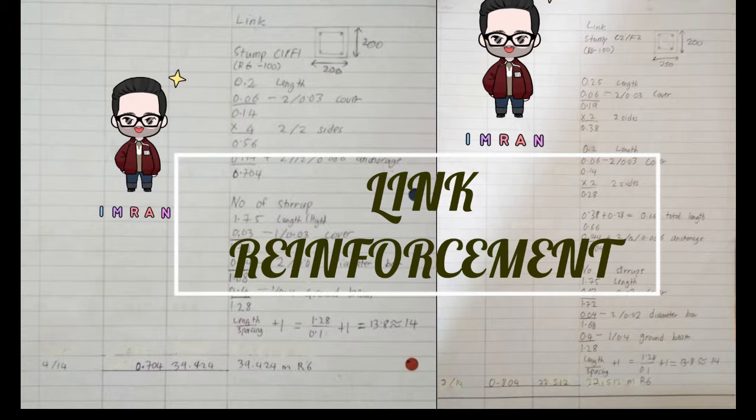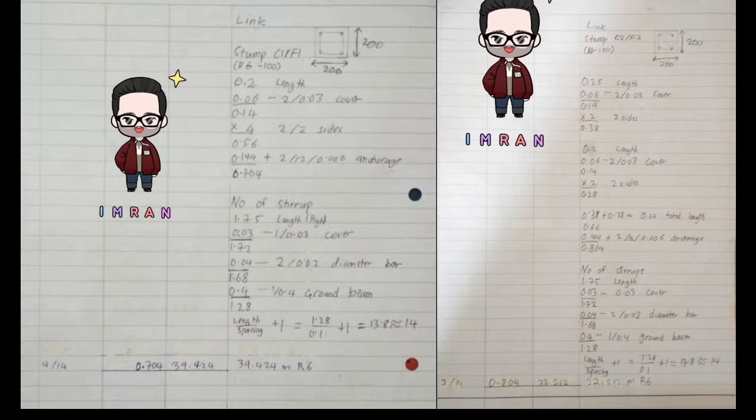Taking off link reinforcement for stump C1 F1. Length of link reinforcement is the perimeter of stump. The dimension of stump, which is height and width, must be minus with cover and plus with anchorage before calculating its perimeter. Then we must calculate the number of stirrup.